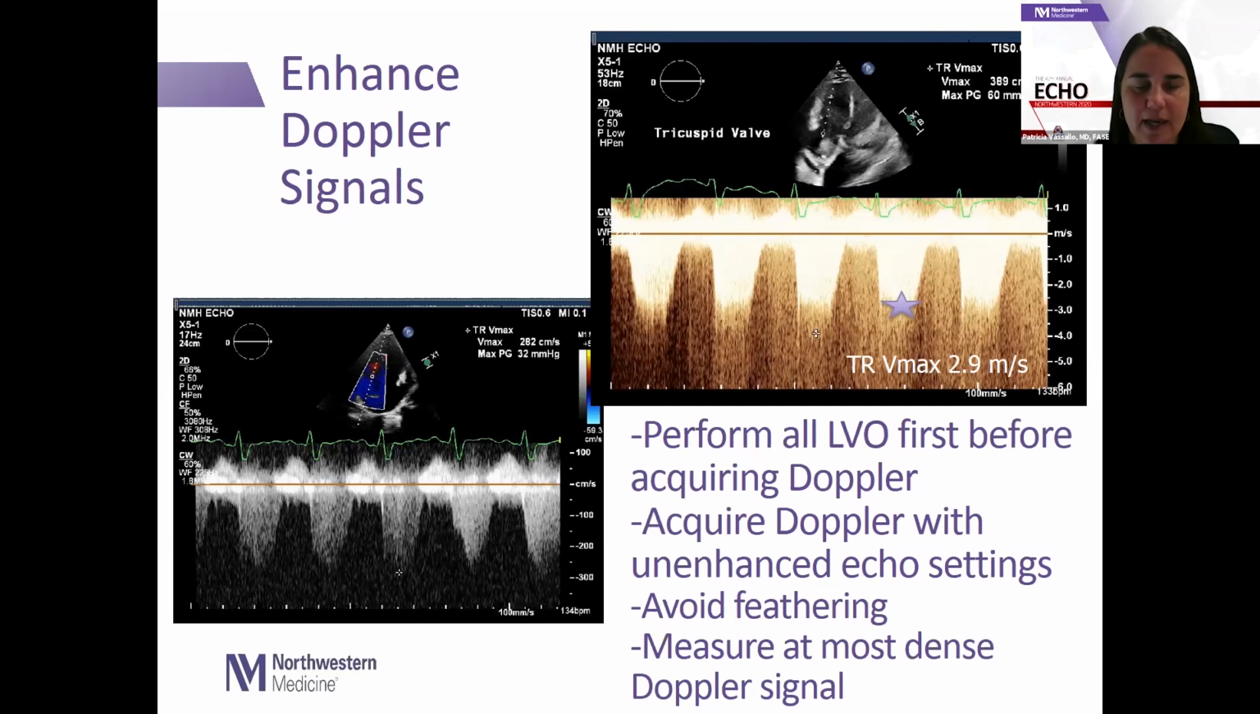However, you really want to take this signal from the most dense Doppler signal. And the TRV max is more compatible with 2.9 meters per second. And so this patient went on for right heart catheterization and did not have moderate to severe pulmonary hypertension. So make sure you're using this, but you avoid the feathering artifact.